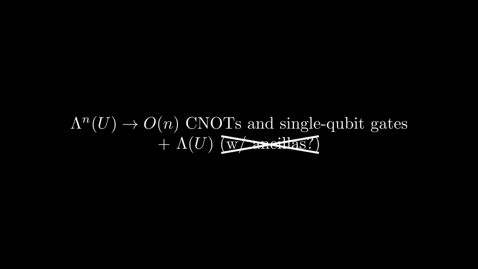Consequently, I won't go into detail here about how to actually build these unitaries, but I will include a link in the description to a dedicated explanation of how to construct n-qubit Toffoli gates without ancillas. Ultimately, the main takeaway here should be the fact that we can use O of n CNOTs and single-qubit unitaries, as well as lambda u, to implement any arbitrary controlled unitary.